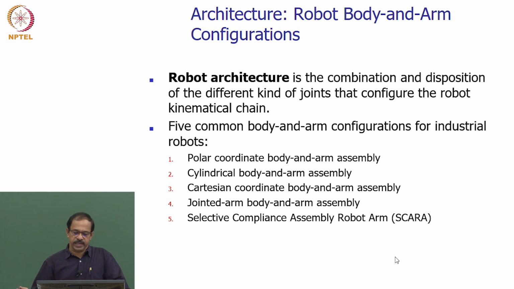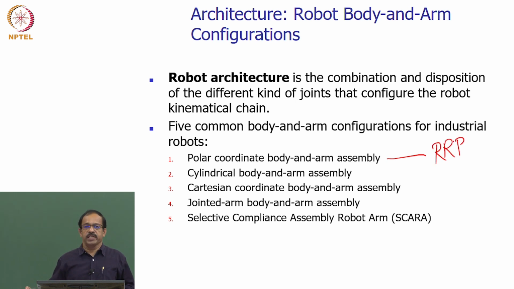You'll be able to get different configurations, different architectures for the robots, and we found that there are 5 commonly used body and arm architectures: polar coordinates, cylindrical body and arm, Cartesian coordinates, jointed arm, and selective compliance assembly robot arm. We saw that the polar one can be obtained by having 2 rotary joints and 1 prismatic joint, and the cylindrical body by having R, P and P. So 2 prismatic joints and 1 rotary joint will give you a cylindrical body and arm architecture.